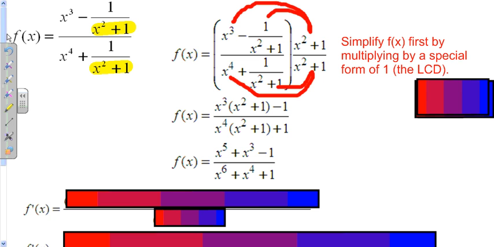Now that it is simplified, you'll want to go ahead and do your quotient rule. Trying to do your quotient rule before would also mean you'd have to be doing the chain rule, and at this point you don't know about the chain rule. So you need to simplify it first.